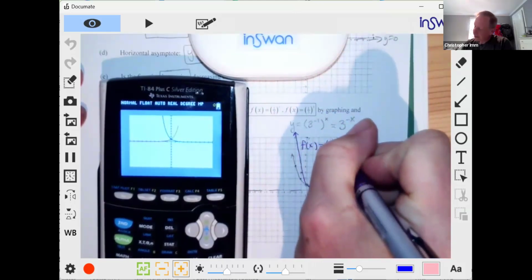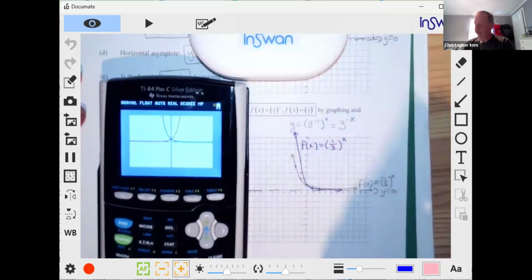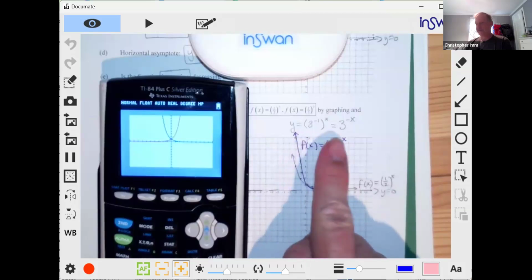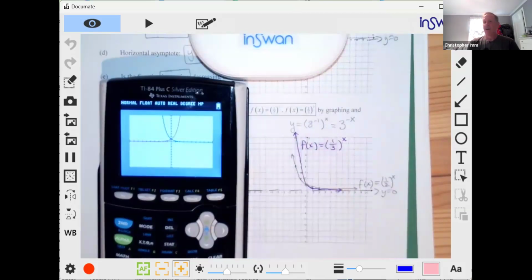And the next one is going to be y is equal to 3 to the x. And hopefully this sort of illustrates why that's happening. Okay, we're going to be looking at some more properties here in just a minute.